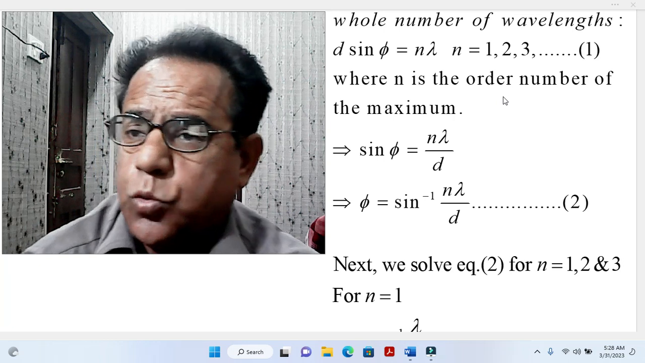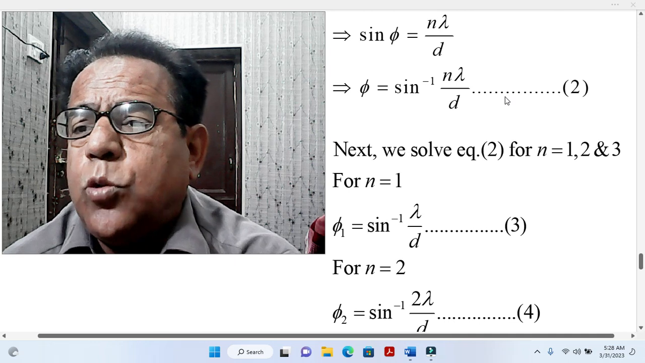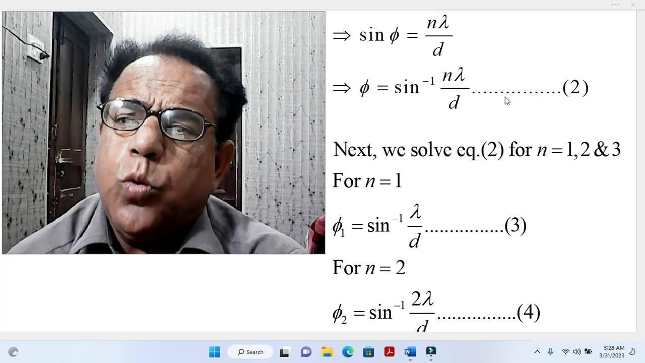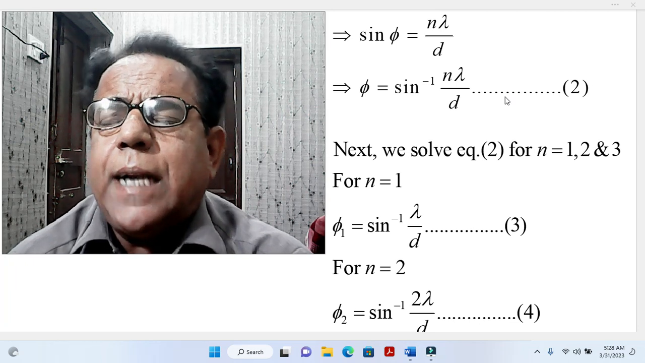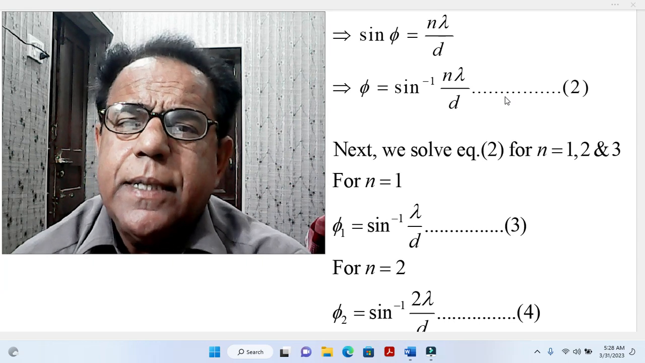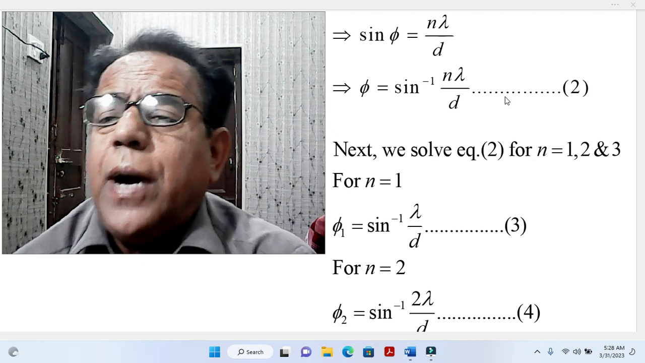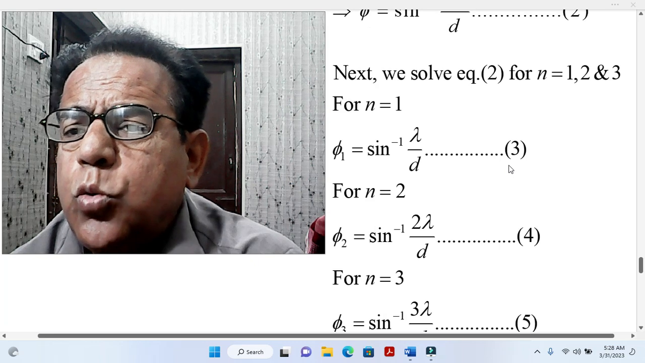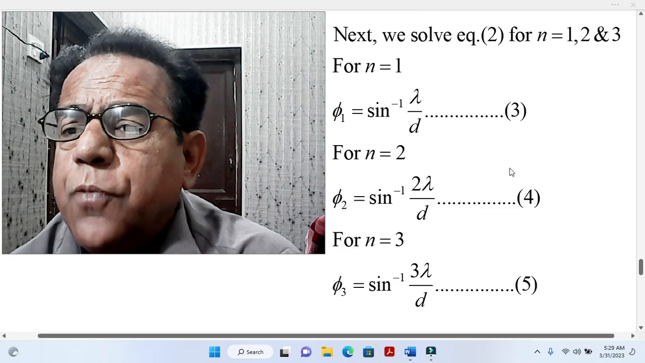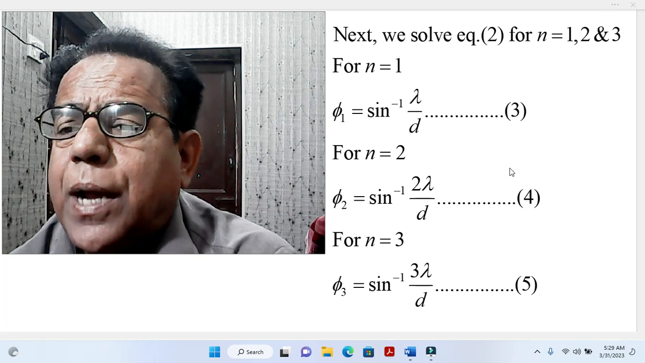So for n equal to 1, phi 1 becomes equal to sine inverse lambda over d. Because here n is equal to 1, whether we write it or not, it is equal, because 1 is always multiplied. However, for n equal to 2, phi 2 becomes equal to sine inverse 2 lambda over d, because here n is equal to 2. For n equal to 3, phi 3 becomes equal to sine inverse 3 lambda over d.